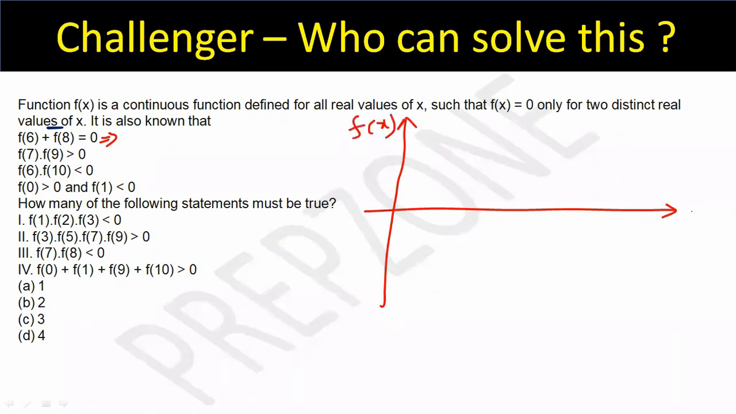This is f(x), this is x. ये सबको clear है? f of 6 plus f of 8 is equal to 0. इसका क्या मतलब हुआ कि for example this is say x equals 6 and say this is x equals 8. इसका मतलब हुआ f of 6 is equal to minus f of 8. इसका मतलब 6 and 8 are of opposite signs, right? अगर f of 6 positive है तो f of 8 negative होगा, और अगर f of 8 positive है तो f of 6 negative होगा. And because this is a continuous function, इस लाइन को मिलना पड़ेगा, which means one of the roots should be in between 6 and 8.